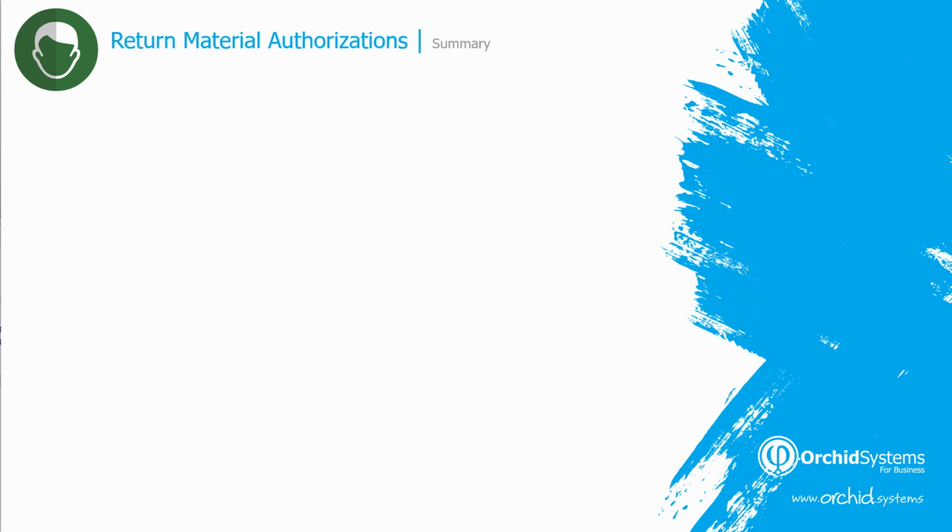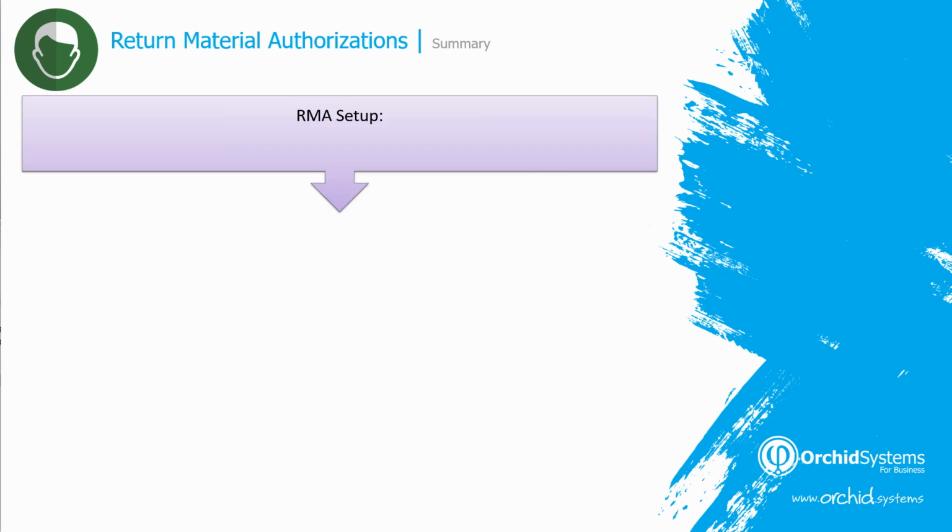So in summary, we've seen in the RMA setup, you need to do your options, your authorization, status, workflow, stage, fault code, and repair agent codes. And then you need to define your RMA templates and then link customers to templates and create RMA document templates if you're using them. And you can also define item policies to control when credit notes can be issued and when replacement orders can be made.